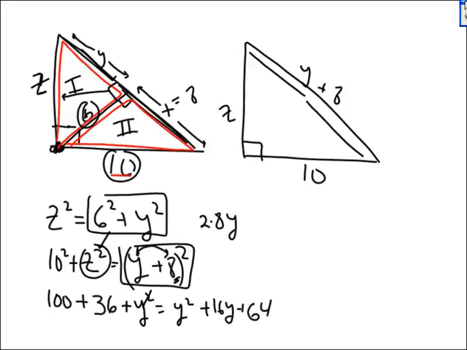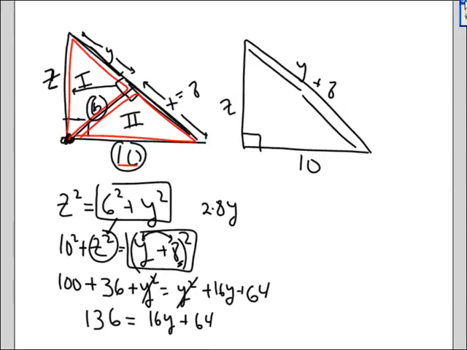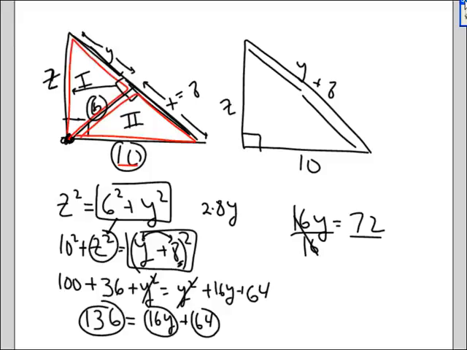Okay. First thing I'll notice is the y squares cancel out on both sides. So I have 136 is equal to 16y plus 64. Well, what number, when you add 64 to it, gives you 136? And the answer to that question is what 16y would be. And the answer is 72. Divide both sides by 16 to get y. 8 goes into both of these numbers. You need to know your 8 table. 8 times 9 is 72.